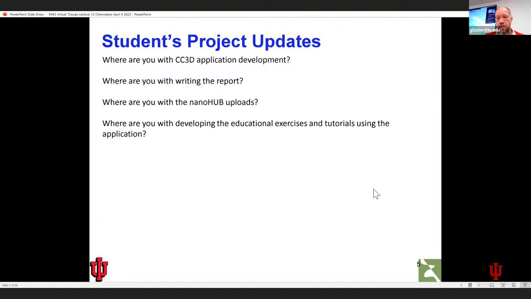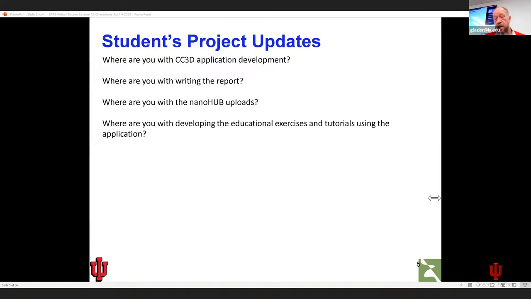Okay, so I'd like to go around the room then and ask people. I've been asking in sort of generic terms about how things are going, but I need you to answer now more specifically. Where are you with the CC3D application development? Where are you with writing the report? Where are you with the NanoHub uploads? And where are you with developing educational exercises and tutorials?